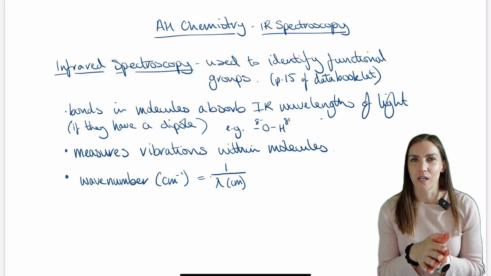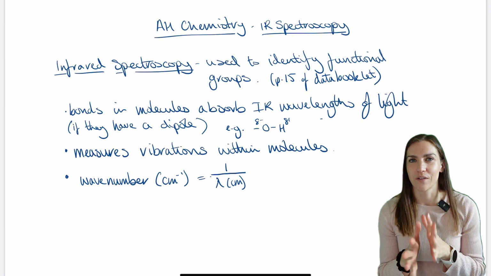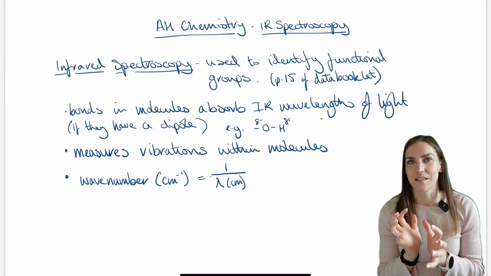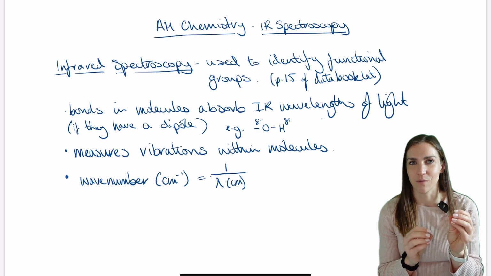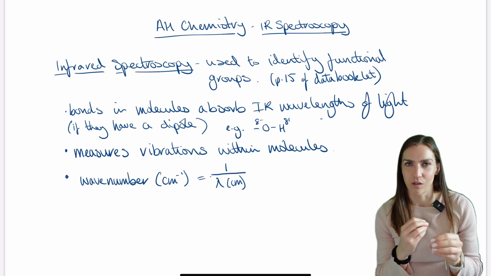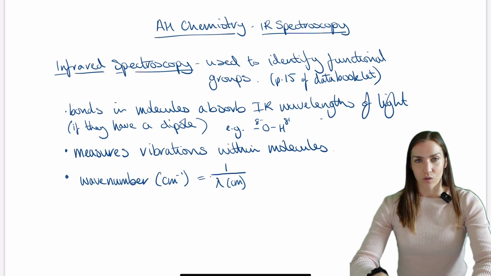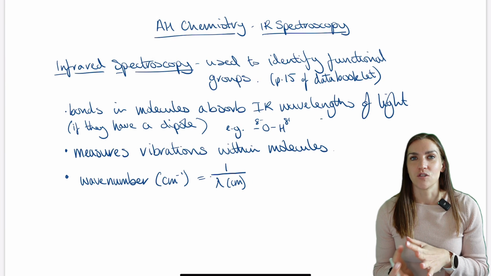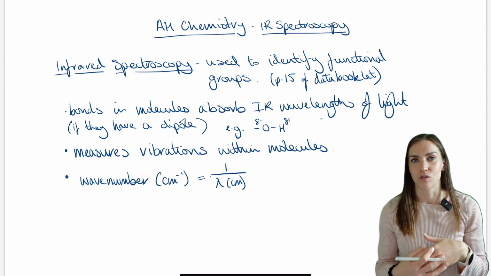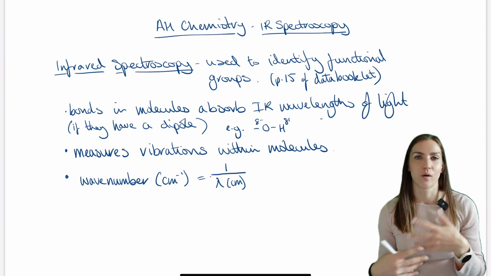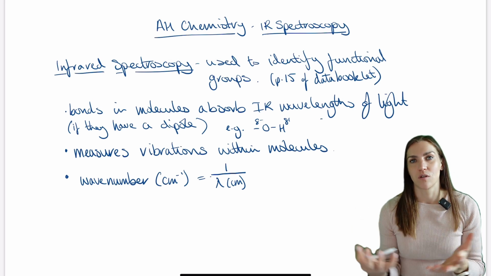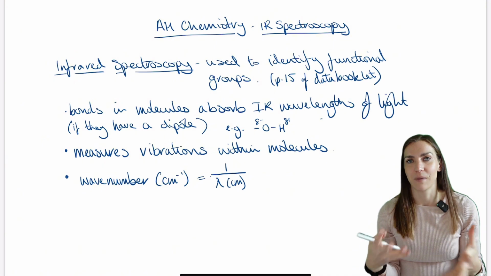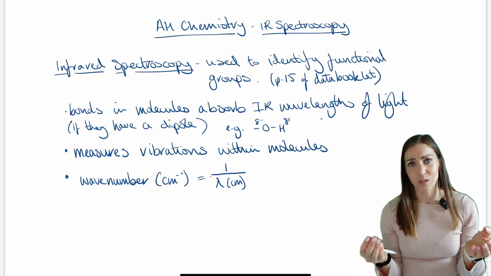When you're looking at infrared spectra, you want to have an idea of what you're going to be looking for to start with, and then see if it ties in with what you think you are looking for. The theory you need to know is that infrared spectroscopy is used to identify functional groups, so things like hydroxyls, carboxyls, amine groups, aromatic C to C, benzene rings. That's what it will identify.